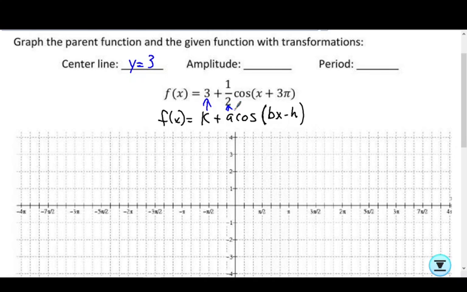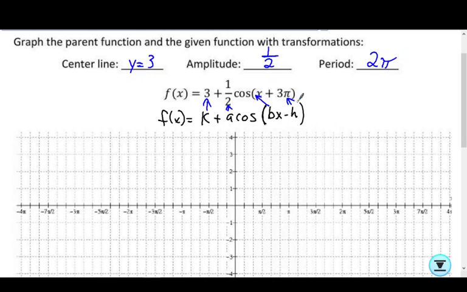This is my amplitude. So my new amplitude is 1/2. So it was 1 in the parent function, and now it's 1/2, so it's been vertically compressed. B will give me my period, but since B is 1, I don't have a change in period, so my period is still 2 pi.